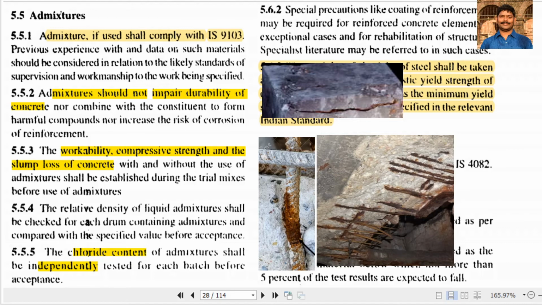It is saying that if you are adding admixture, then chloride compound also should be tested independently. You will find in that code that chloride and sulfate are the two major components which affect the strength, or you can say the performance, of the concrete.